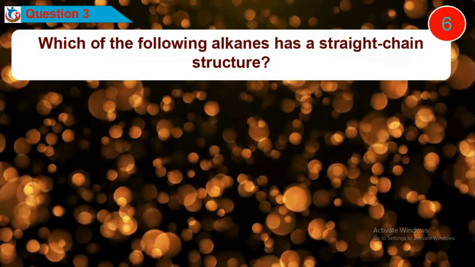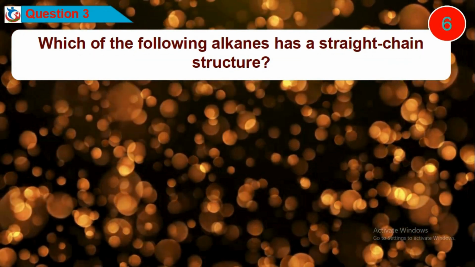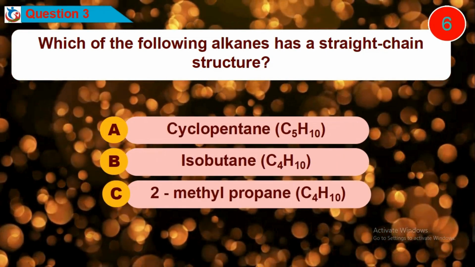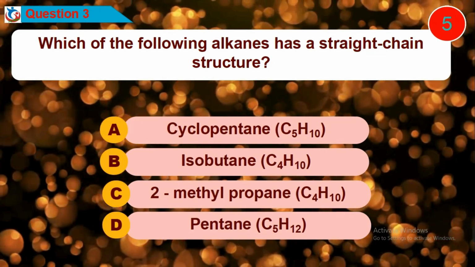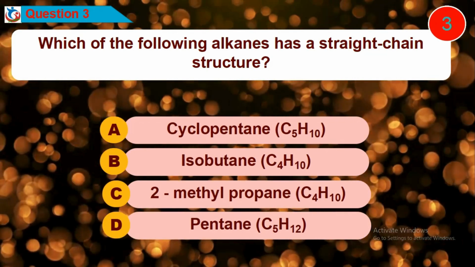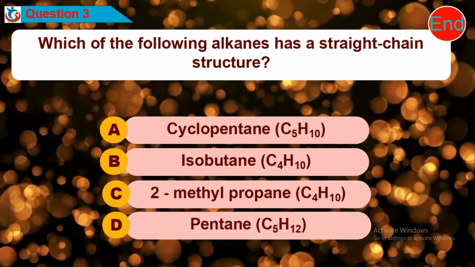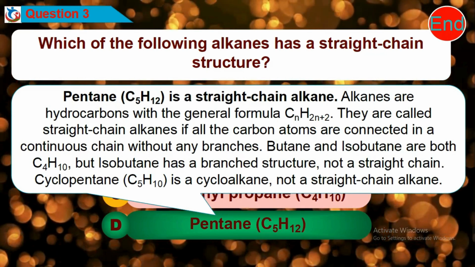Question 3. Which of the following alkanes has a straight chain structure? Is it option A, B, C, or D? Pentane is a straight chain alkane.